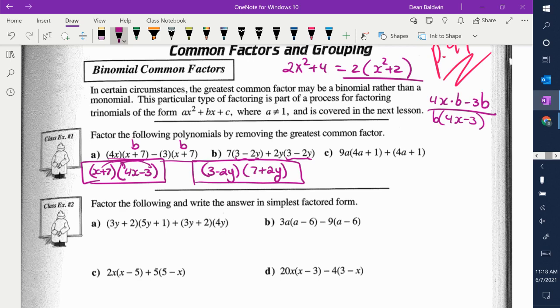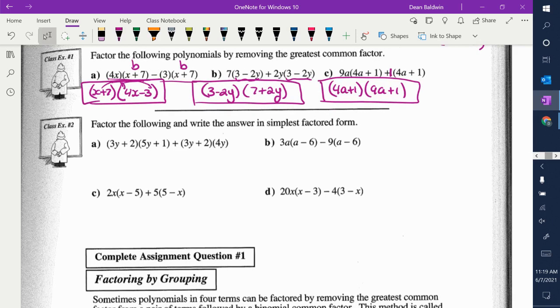Okay, C. What's common in both? 4a plus 1. So 4a plus 1 comes out. What's left inside? 9a plus 1. Because there's really a hidden 1 right there, right? All right, so even if you have bracketed terms, it can be common in both.